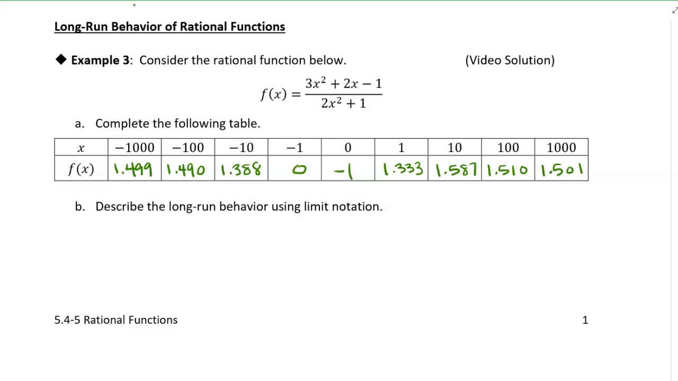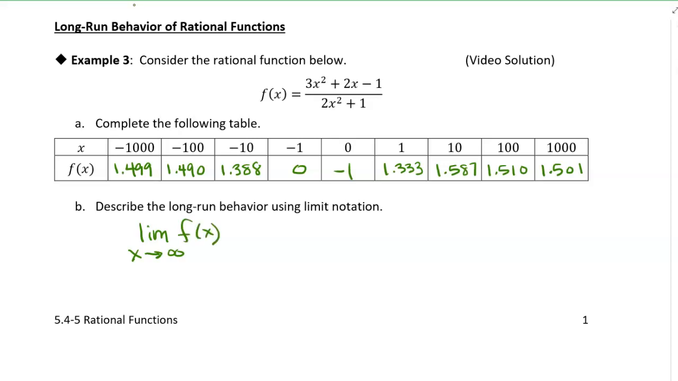So let's describe the long run behavior using limit notation. I have this function f of x, and in order to describe this long run behavior with limit notation, I'm going to look at, first of all, the limit as x goes to positive infinity of f of x.